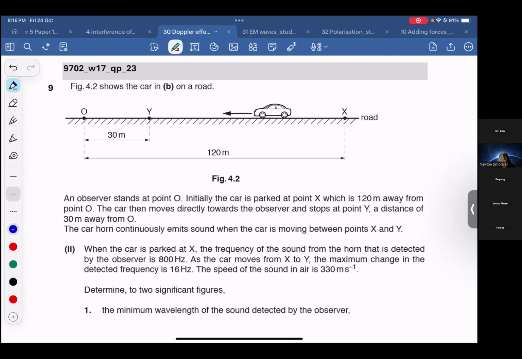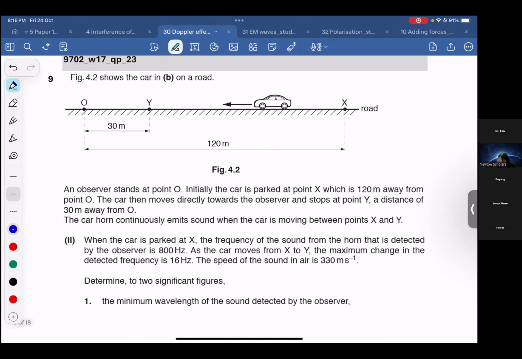Figure 4.2 shows a car on the road. Observer standing at point O. Initially, the car is parked at point X, which is 120 meter away from point O. The car moved directly towards, keyword towards. Ask yourself, should your fO be higher or lower? And then it stops at point Y. The car horn continuously emits sound when the car moves from point X to Y.